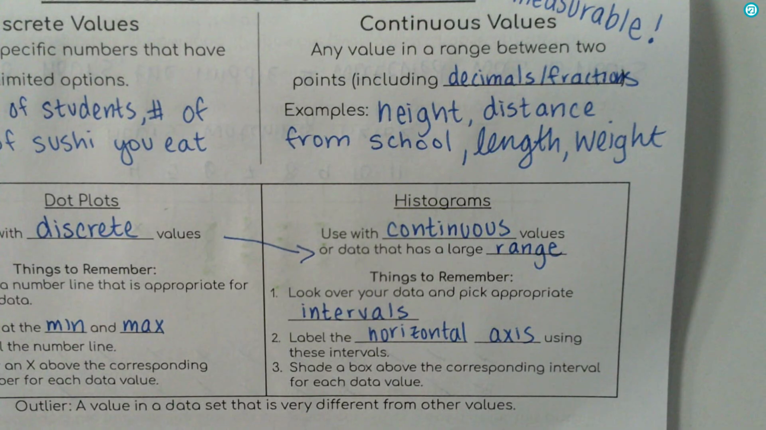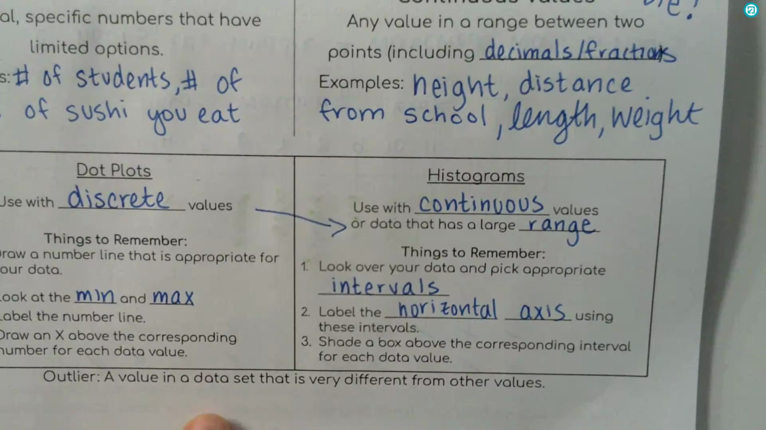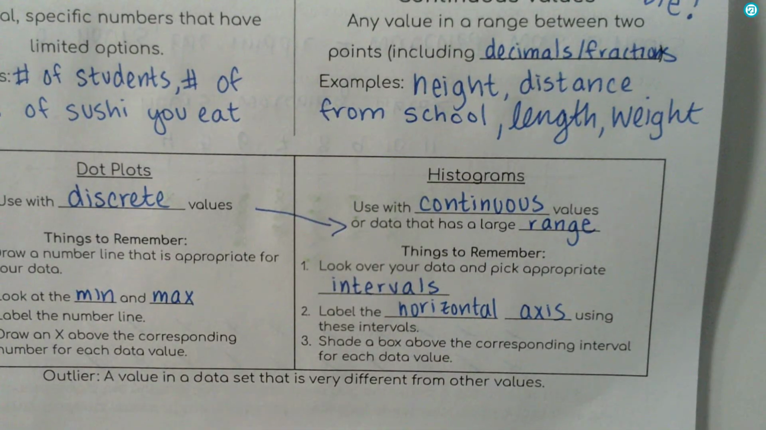All right, and then I have one more little note down here. I don't think there's one on your notes, but there is one on your assignment. Outliers. An outlier is a data set or a value that's way different. So if I were to ask everybody what their height is, and everyone is between 5 foot and 6 foot, and then one person is 6'8", that would be the outlier.